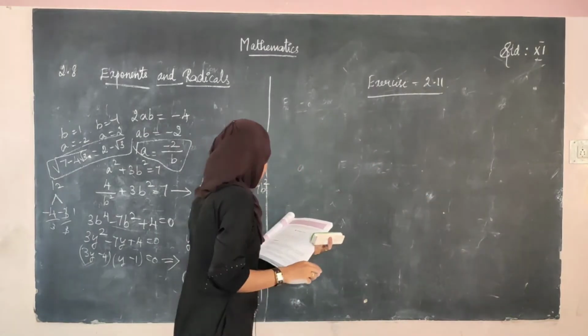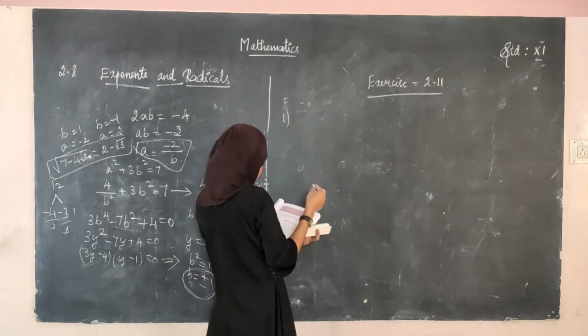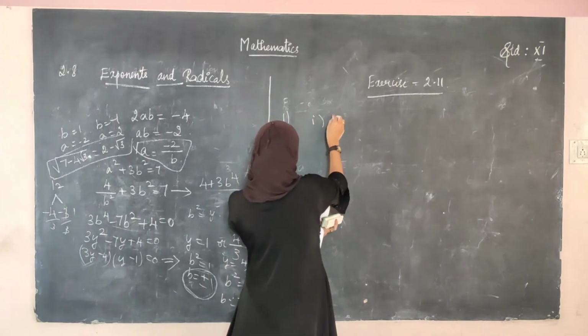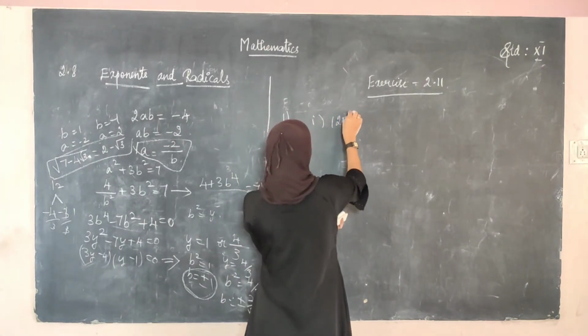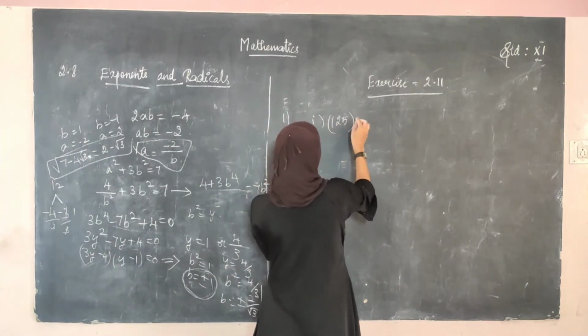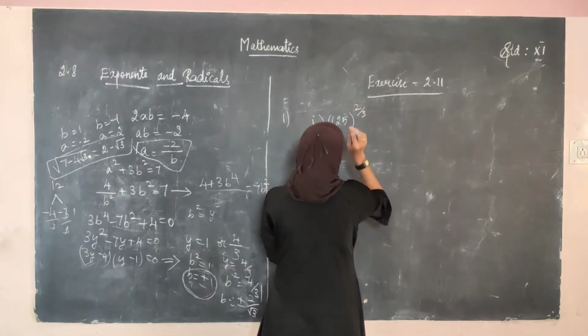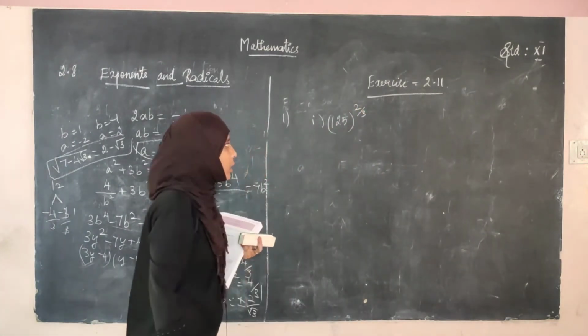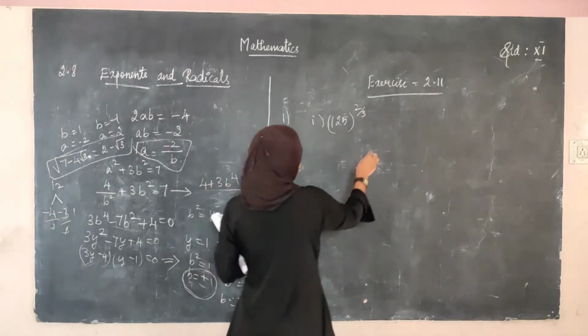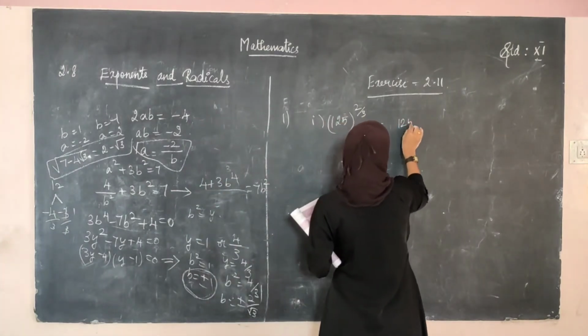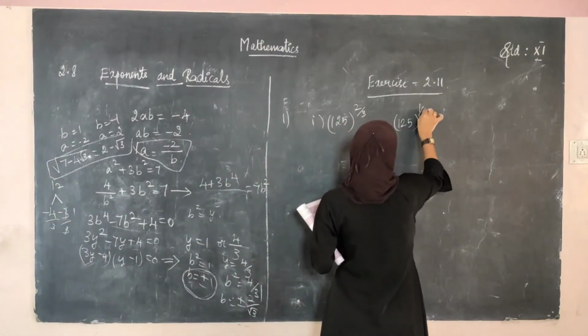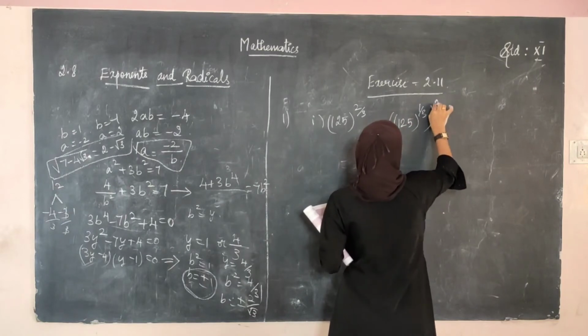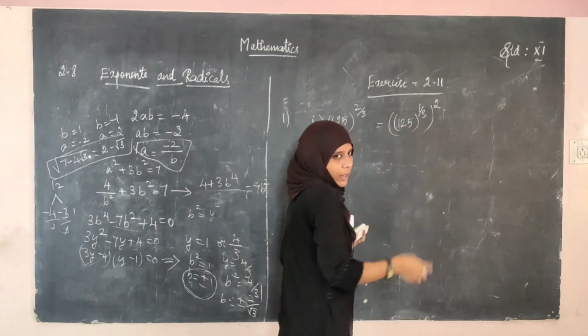Exercise 2.11. So first one, simplify. See the first subdivision, it is 125 the whole power 2 divided by 3. So this can be changed as 125 whole power 1 divided by 3 the whole square. So this can be multiplied 2 divided by 3.